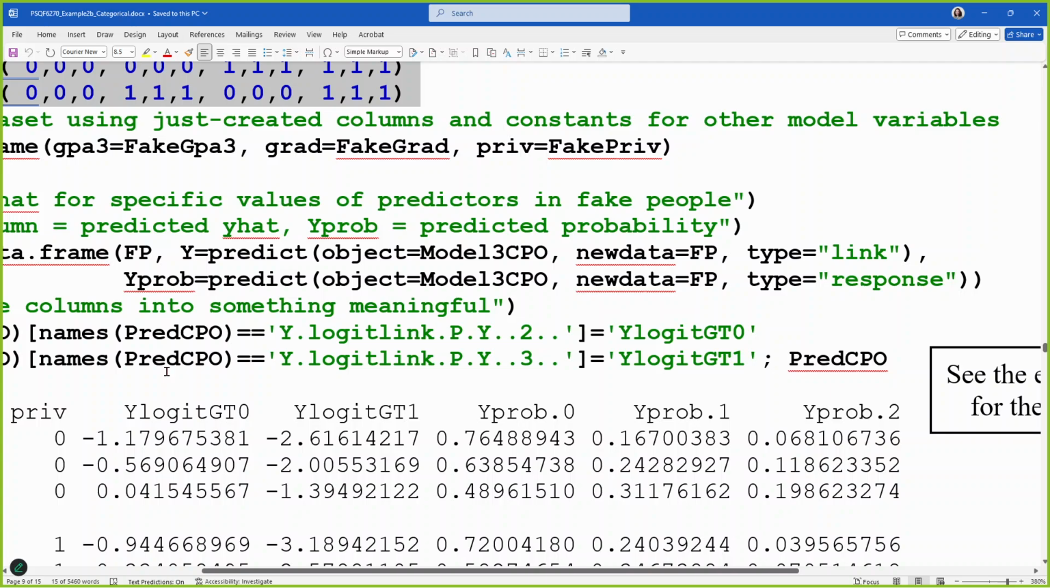Okay, are you with me so far? At least conceptually. Ish.